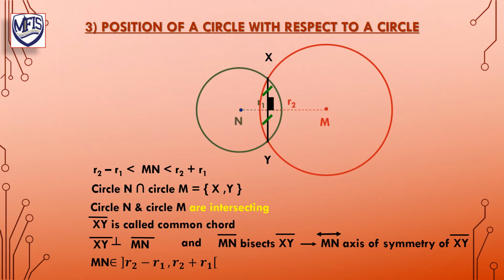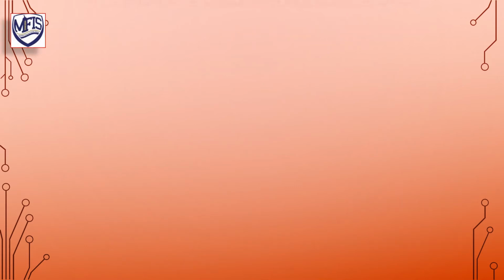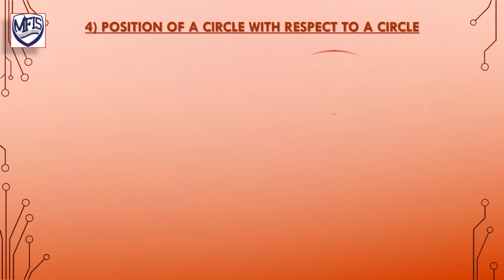Now, how many common tangents here? This is the first one, and this the second. So we have two common tangents in this case. In intersecting circles, we have two common tangents. Position number 4. Here we have two circles M and N.